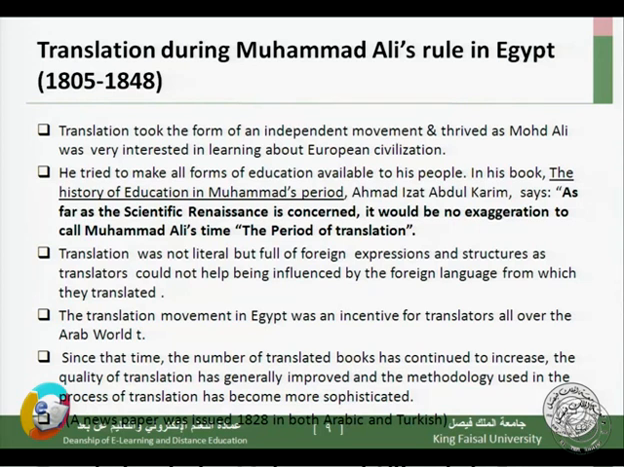Now, the translation movement in Egypt was a great incentive, not only for people in Egypt, but for all people around the Arab world. So translation started to expand all over the Arab world, and the new translators became interested in translating from and into Arabic.